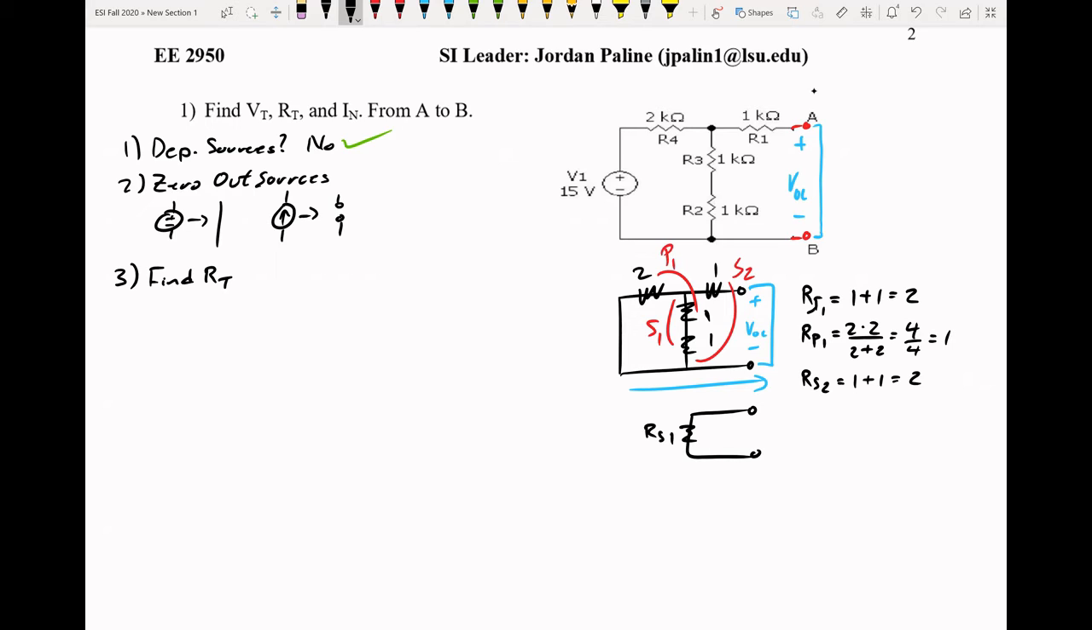Our series 1 plus minus VOC. Okay. That point's still A, and that point is still B. All right, so now that we have those, we have one resistor, so we find that R Thevenin is equal to 2 kiloohms. Okay, so that's the first one.